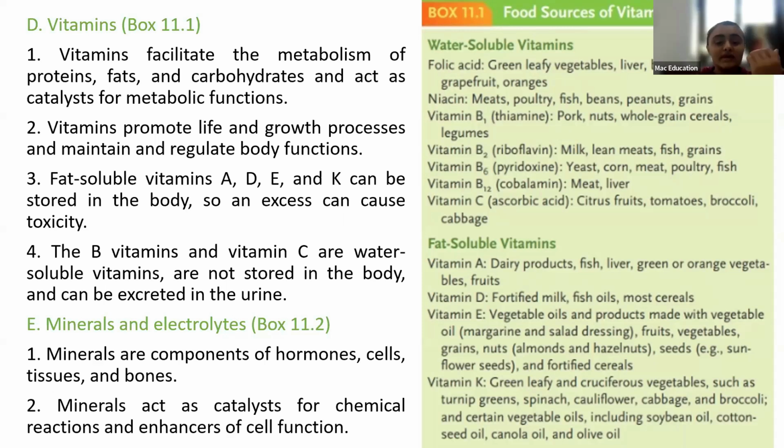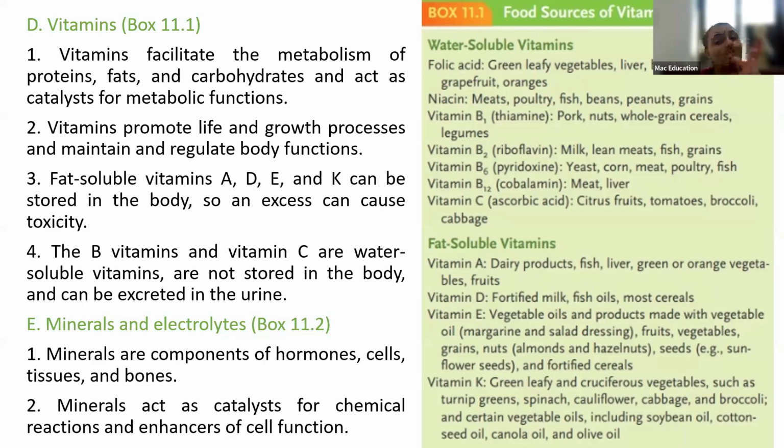Vitamin B2, from where do we get vitamin B2? That is riboflavin. So from milk, lean meat, fish and grains. These are the sources of vitamin B2, riboflavin. From where do we get vitamin B6? That is pyridoxine. From yeast, corn, meat, poultry, fish. Vitamin B12, which is also called cobalamin. Majorly, it is obtained from the animal source, that is meat and liver of the animals.